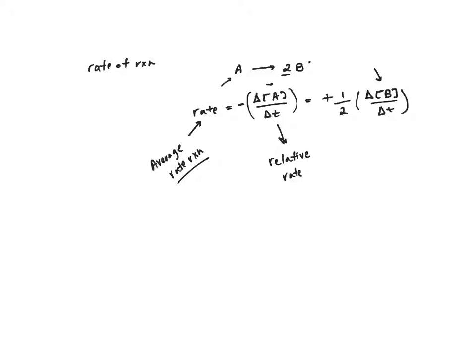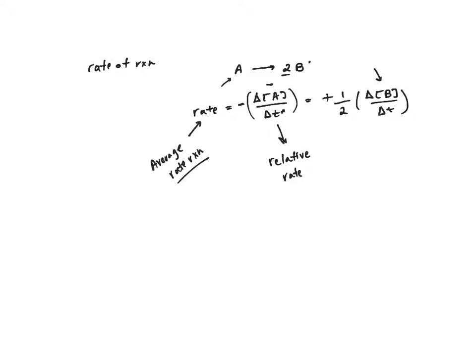How does this differ from the instantaneous rate? The instantaneous rate, just as a reminder, was essentially the slope of the tangent line at whatever point in time we wanted to measure it. It's slightly different than the average rate, but as long as this delta T is fairly small, the average rate will approximate the overall rate of reaction at whatever instantaneous point we want to look at, okay?